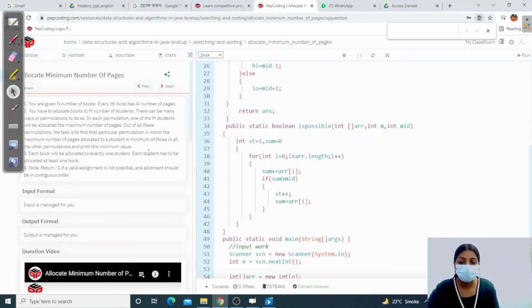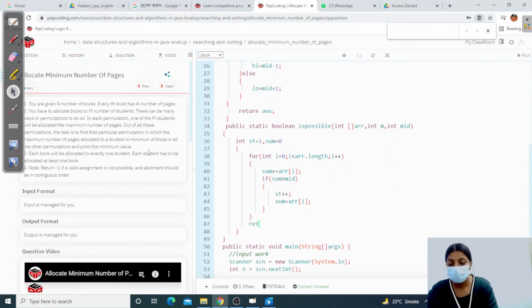And what am I going to return? Return students less than or equal to m. It means it is going to check if my number of students is less than or equal to m, it is going to return true. And now let's try to run this once.